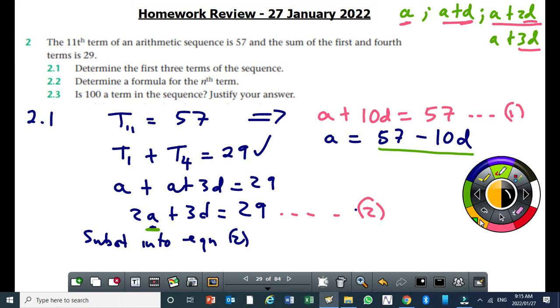All right, the first question is question 2. It says the 11th term of an arithmetic sequence is 57. So T11 is equal to 57. This is the equation for that. Then it says, and the sum of the first and the fourth terms is 29. So the sum of T1 and T4 is equal to 29. So we have another equation.